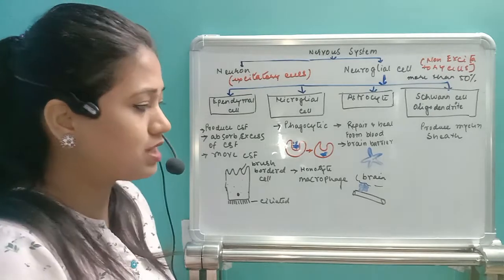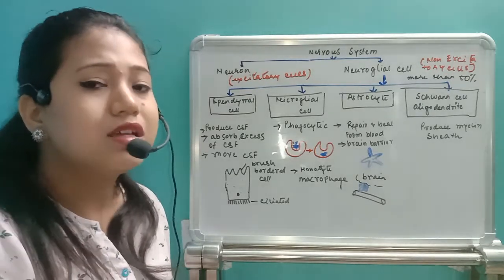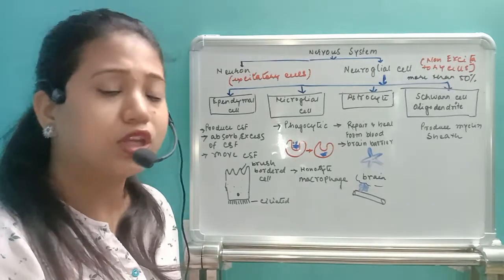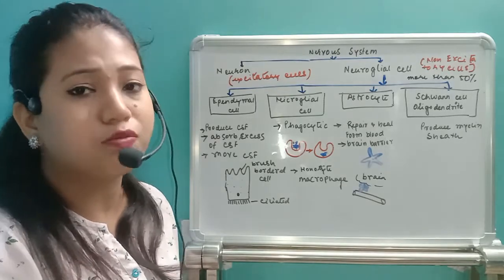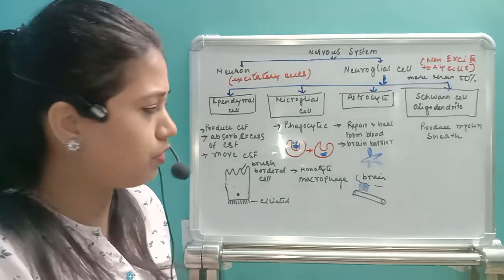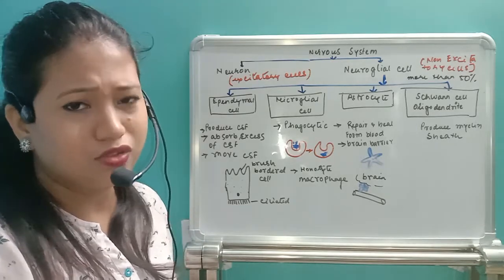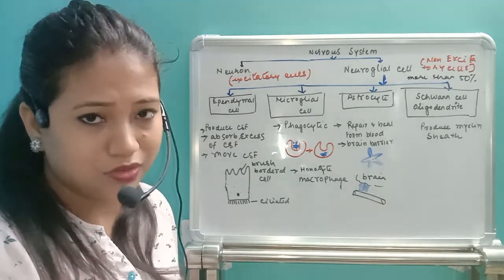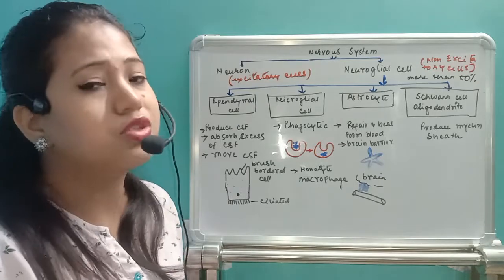That's why it is called the blood-brain barrier. It selectively allows only important molecules like nutrients and gases to enter the brain, but harmful elements cannot enter. So infections in the brain are very rare. Only in very few cases do we see infection of the brain, because of the blood-brain barrier and astrocytes.